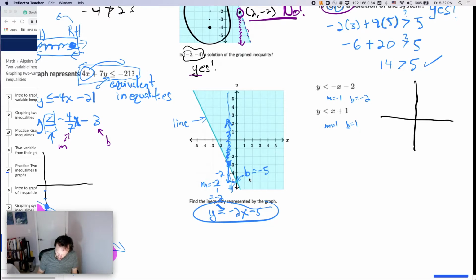B is -2. Strict inequality, circle to indicate that I'm not including the point. Slope is -1, down 1, right 1. Another open circle, down 1, right 1. Another open circle. And at this point, draw some dashed lines through here. And do I shade above or below? Less than means I shade below. So I shade below this.